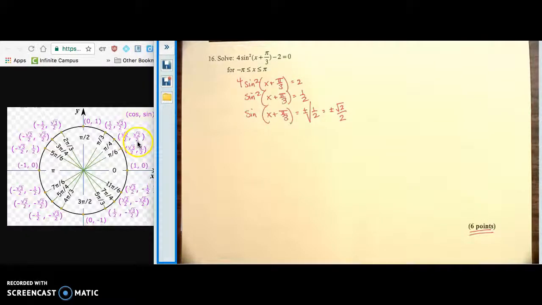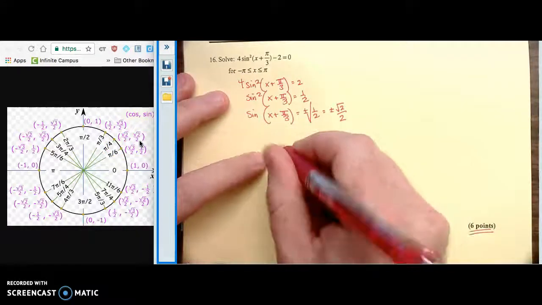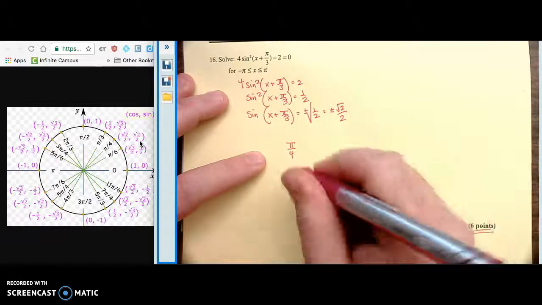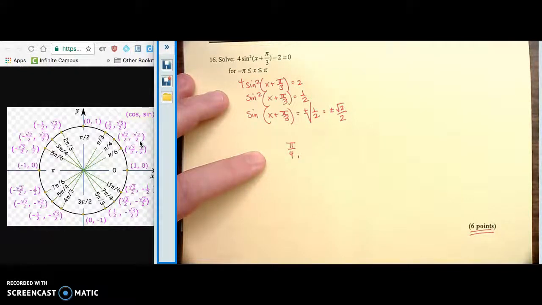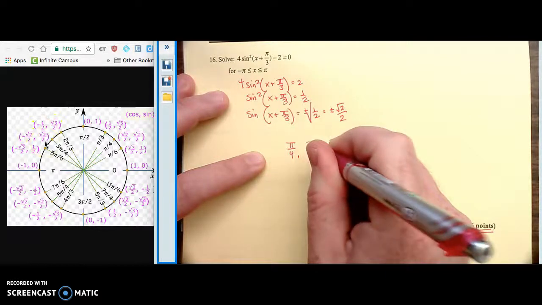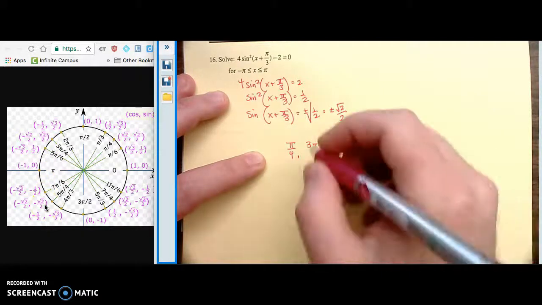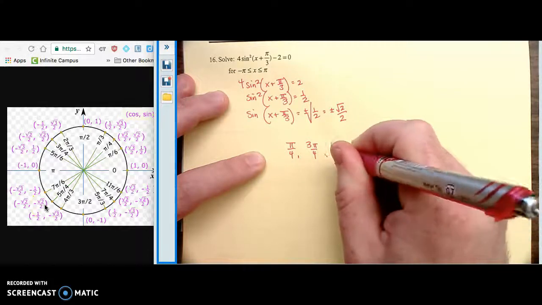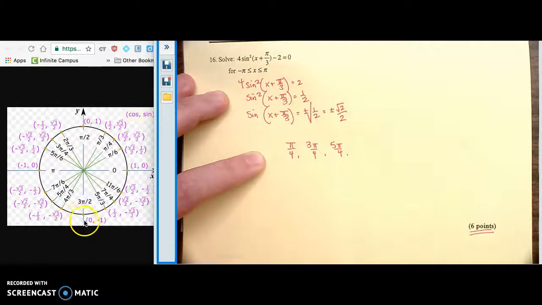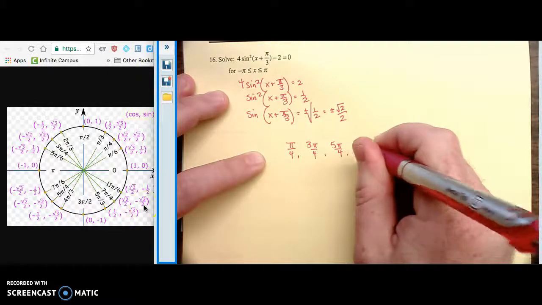There's one. The first time that happens is at the angle pi over 4. So pi over 4 is going to be a place where the sine equals square root of 2 over 2. I'm continuing to check y coordinates. There's another spot. 3 pi over 4 is the second location on the unit circle. If I keep on going, I see a negative square root of 2 over 2. That's at 5 pi over 4. And there's a final one at 7 pi over 4.